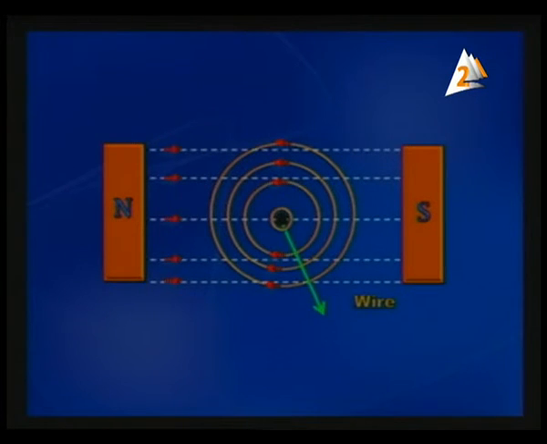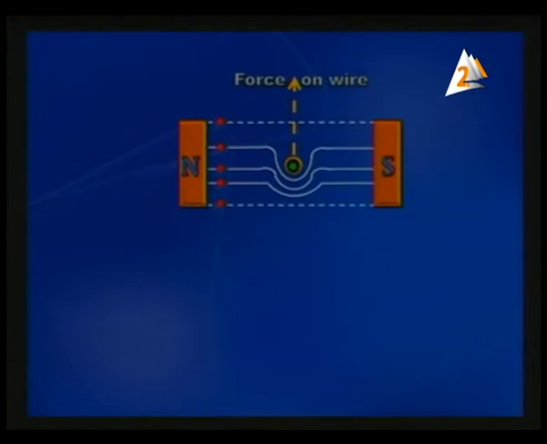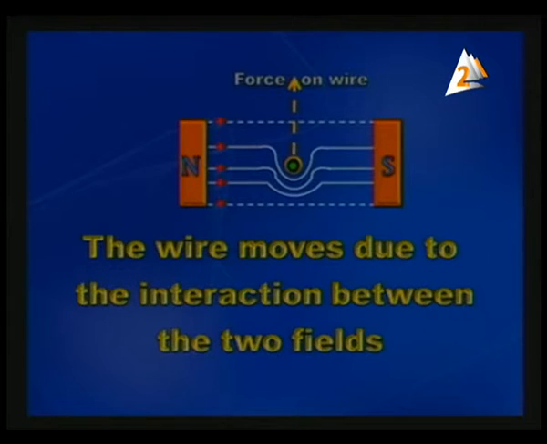Okay, in front of you it is shown. On one side of the wire, the two fields have the same direction, so the density of the field increases. On the opposite side, they are in opposite directions, so the density decreases. Since flux lines repel each other sideways, the wire is acted upon by a force and then moves. The wire moves due to the interaction between the two fields.